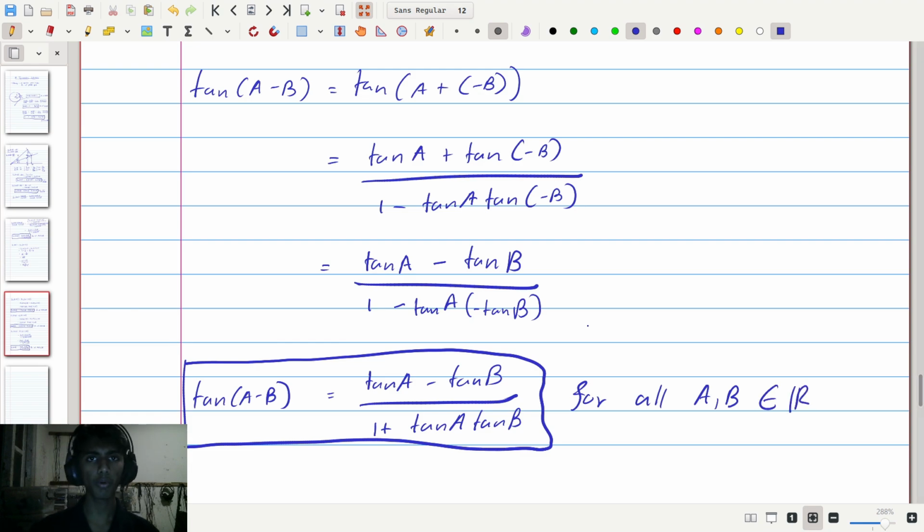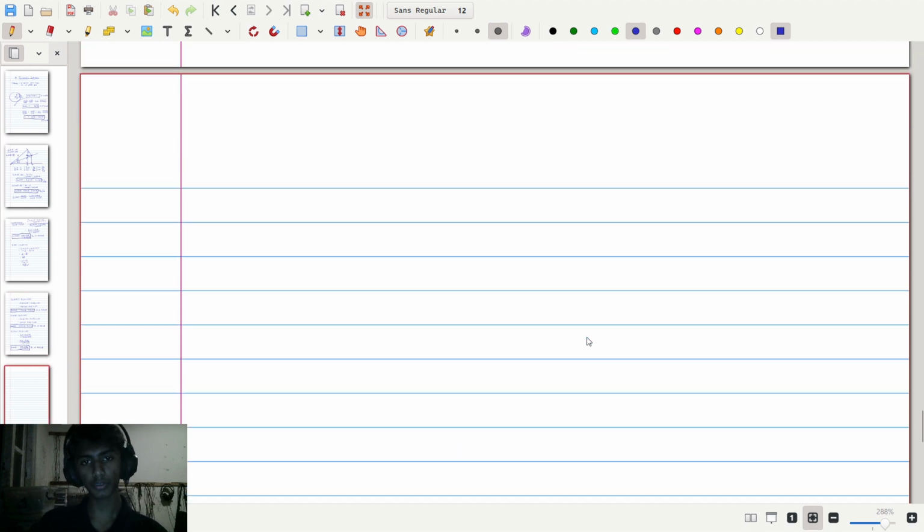So that's that for all of these. Now we know how to add two angles, we know how to subtract angles and get the sine, cosine and tangent in each of those cases based on sine, cosine and tangent of the two angles a and b. So now let's look at a few special cases of this.